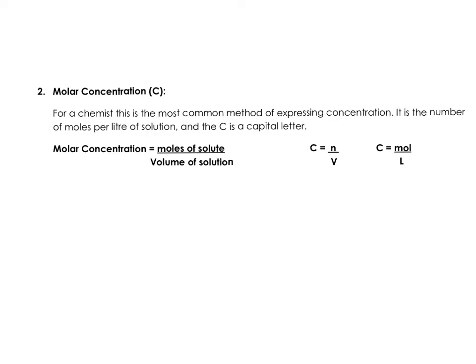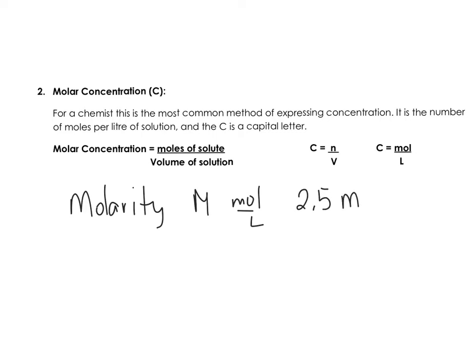Molar concentration. This is the most important concentration for a chemist. Molar concentration is the moles of the solute divided by the volume of the solution. This time, the C is a large C, a capital C. So it's moles over liters. In university, you might have a professor that talks about molarity, which is given the symbol big M, and that is the same thing. It's moles per liter. We now call it molar concentration, but he or she might say we've got a 2.5 molar solution, and what that means is 2.5 moles per liter.